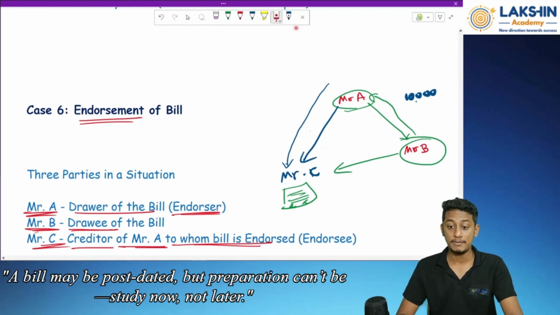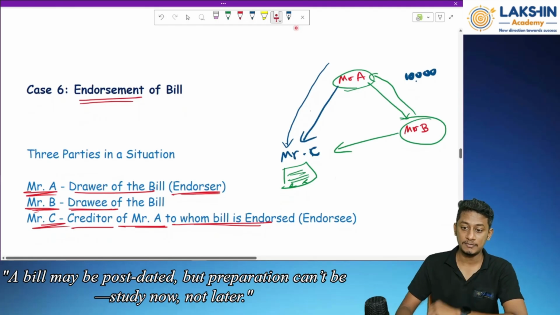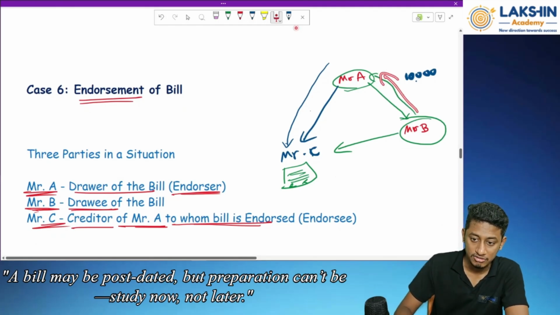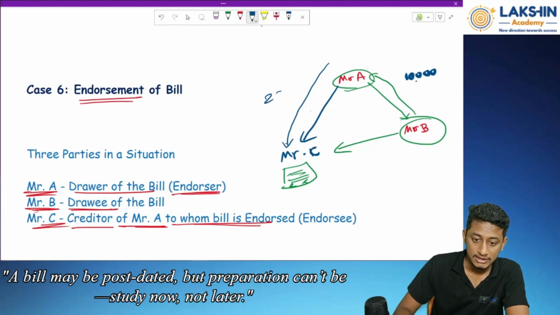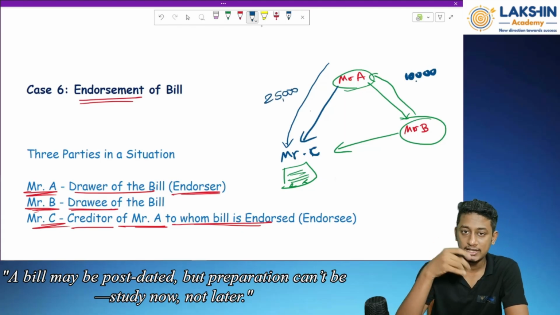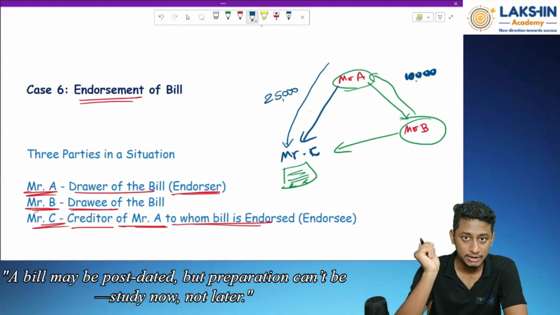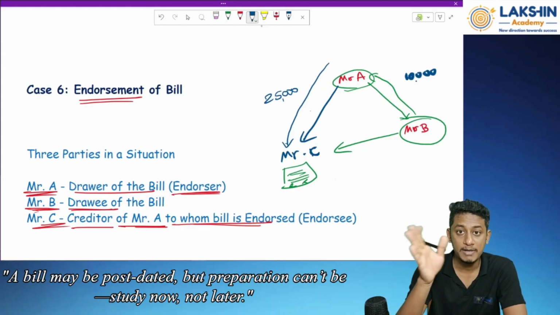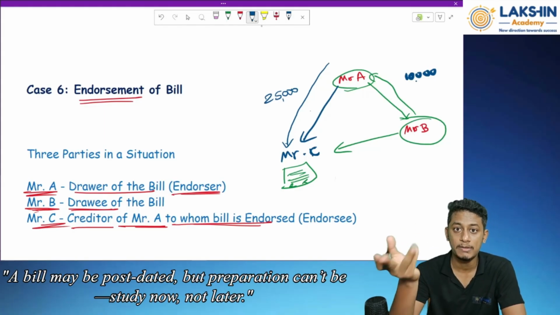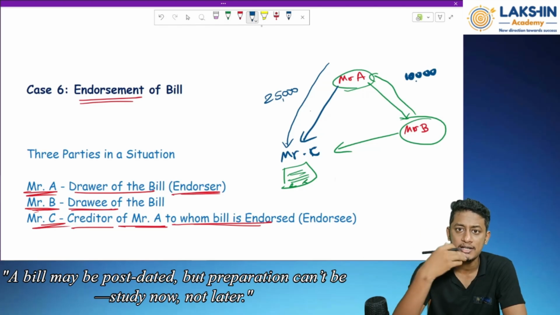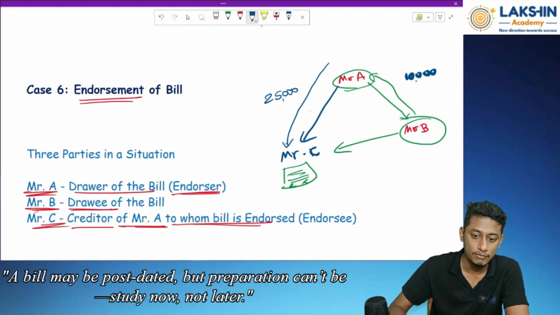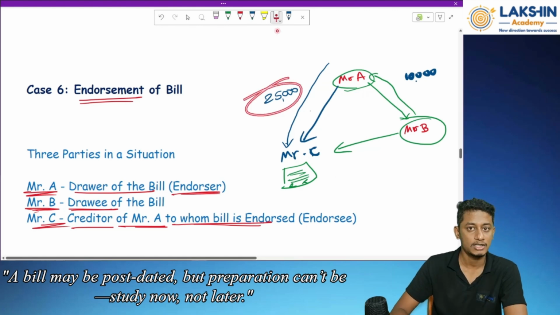But then what happens? Let us say in some cases, Mr. B owed 10,000 rupees of the bill, but Mr. A owes, let's say, 25,000 rupees to Mr. C. What can Mr. A do? Mr. A can give the 10,000 rupees bill to Mr. C, and for the remaining 15,000 rupees, he can make the payment in cash or bank. Done. That's what he can do over here. Understood? Yes.